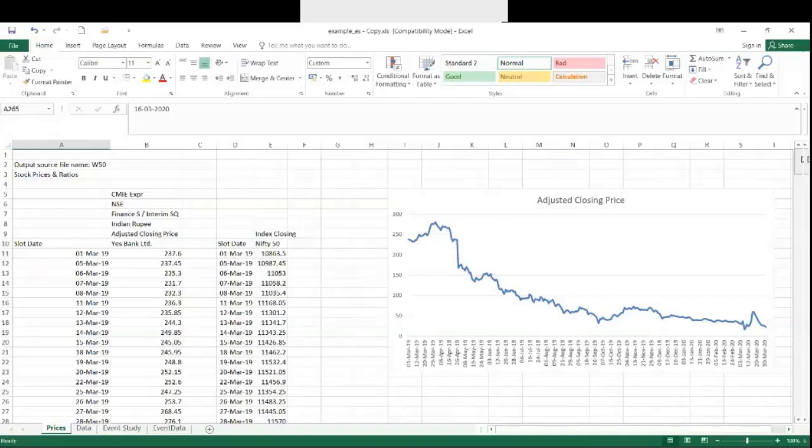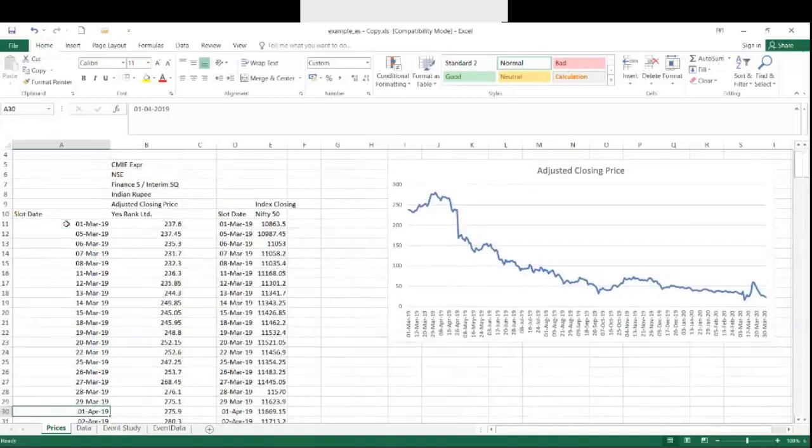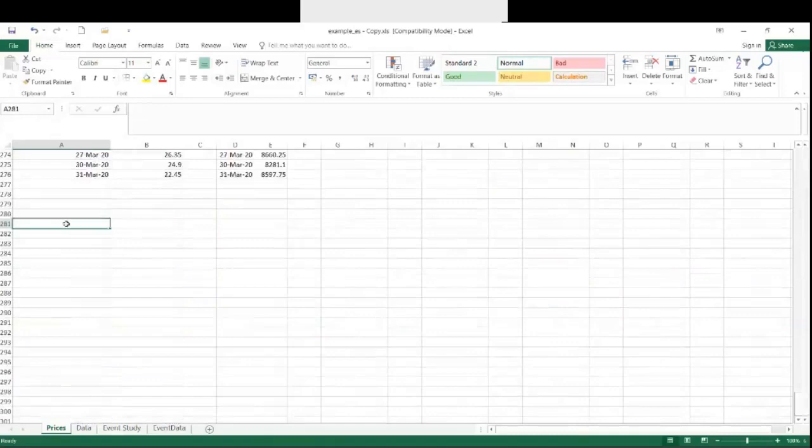Just to give you an idea, I have downloaded the stock prices for Yes Bank from CMIE Prowess. Okay, so it is the standard data source for stock prices that we use in finance. My dates are 1st March 2019 to 31st March 2020. So I'm focusing on nearly one year of data, right?